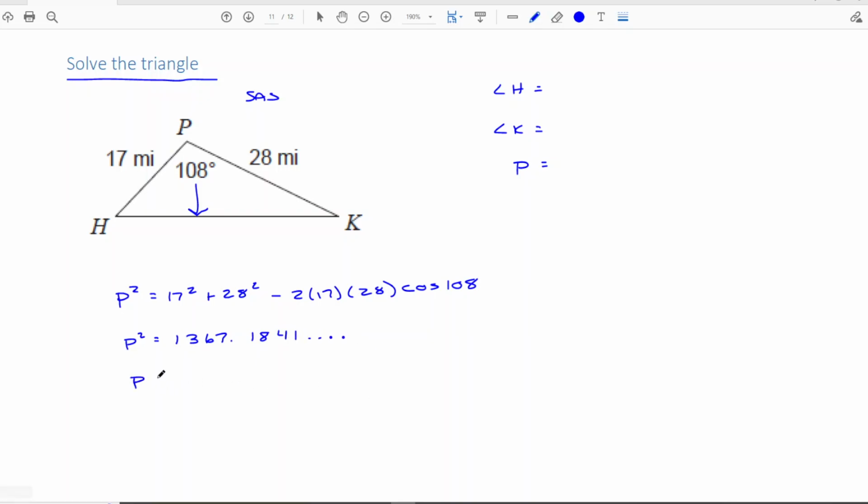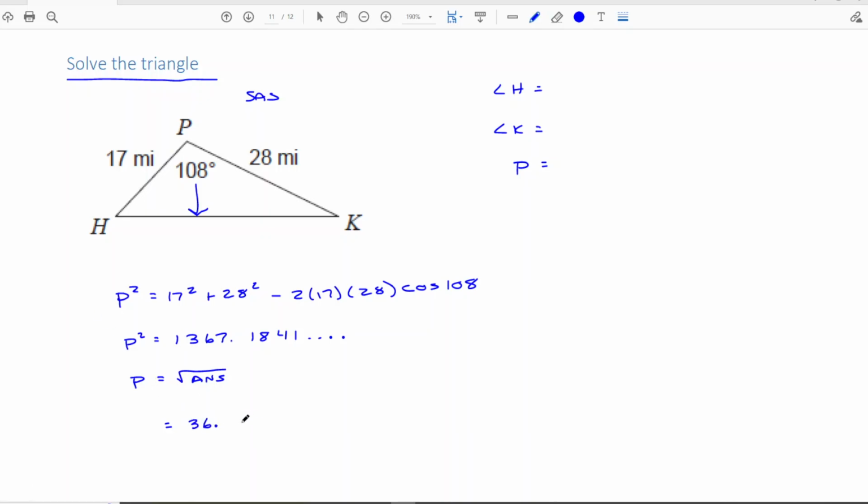Then to find P, I'm going to take the square root of that answer that I just got in my calculator. So I'm going to keep that in there. I'm going to hit square root. Now I can just hit equals. Some people have to put in alpha answer. But I get 36 point.